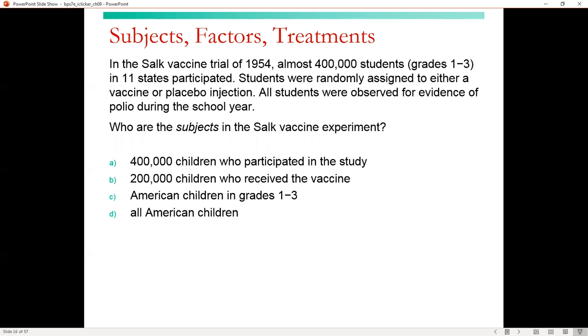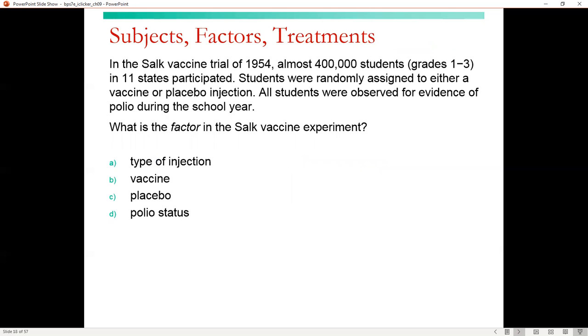In the Salk vaccine trial of 1954, almost 400,000 students, grades 1 through 3, in 11 states participated. Students were randomly assigned to either a vaccine or a placebo injection. All students were observed for evidence of polio during the school year. Who are the subjects in the Salk vaccine experiment? It's the 400,000 children who participated in the study.